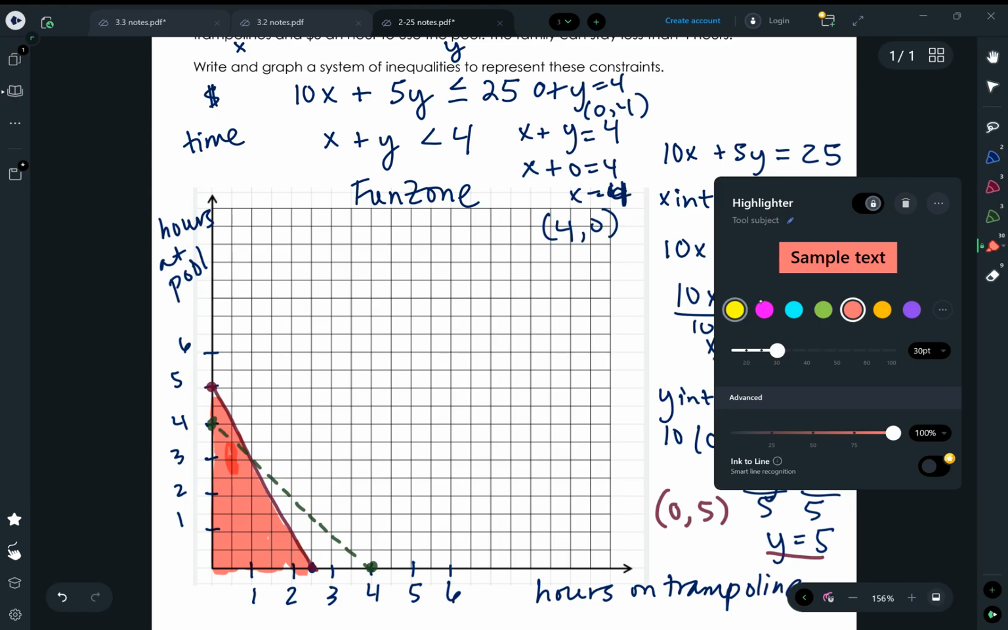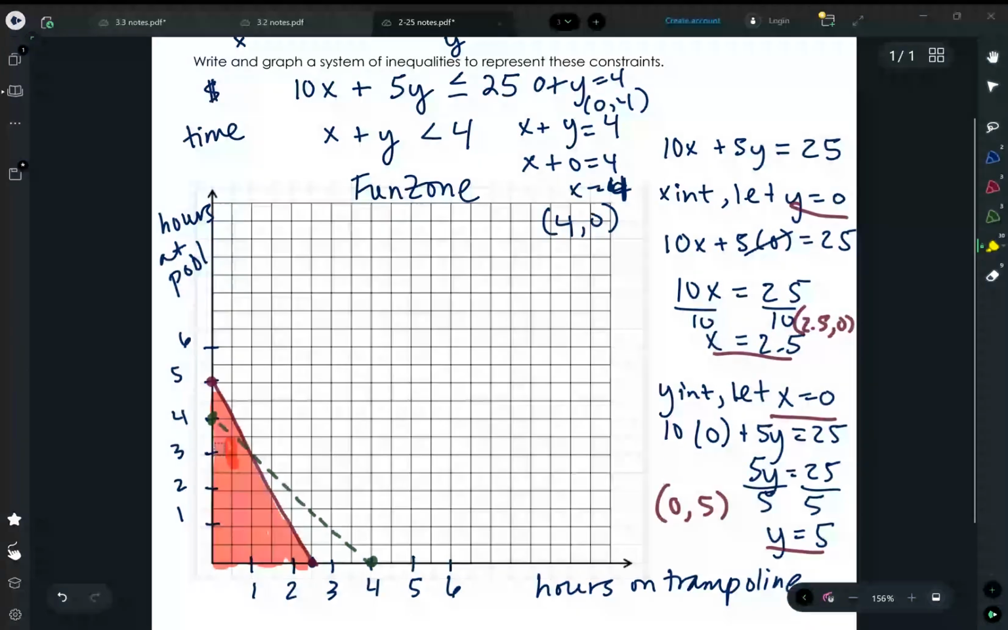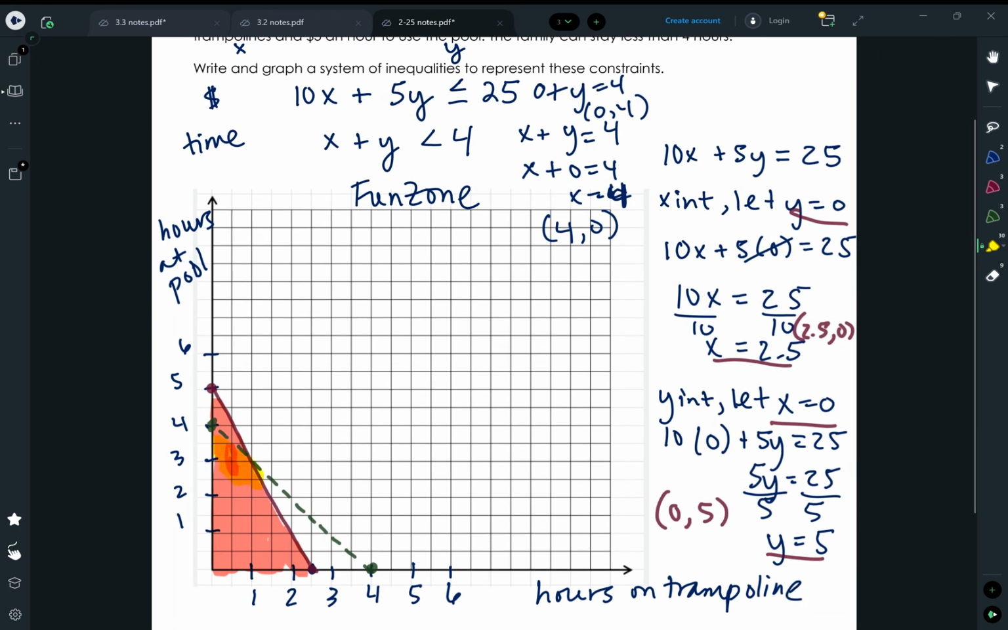So I don't really know what color to use. Let's use this one. So I'm shading below on this one as well. So everywhere that they overlap would be a solution, right? So that means this would be a solution, and this would be a solution, and this would be a solution, but not anything on the dotted line, right? This isn't going to be a solution right here, because that would be exactly 4 hours, and it needs to be a little bit less than 4 hours.